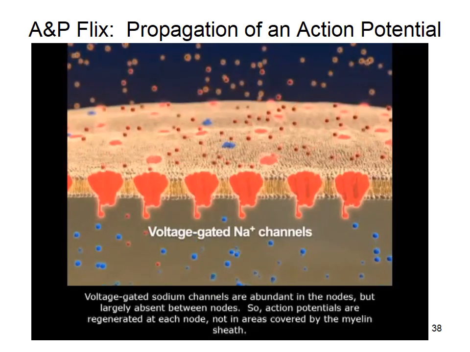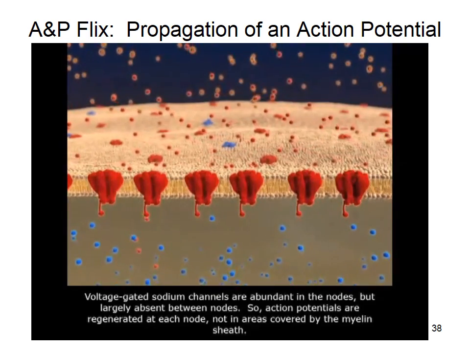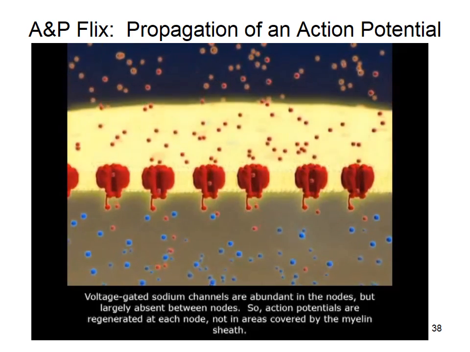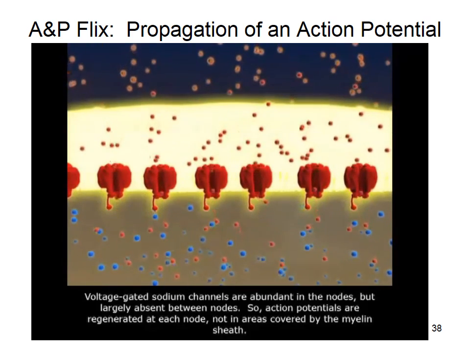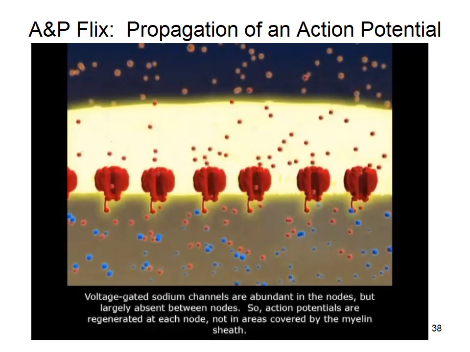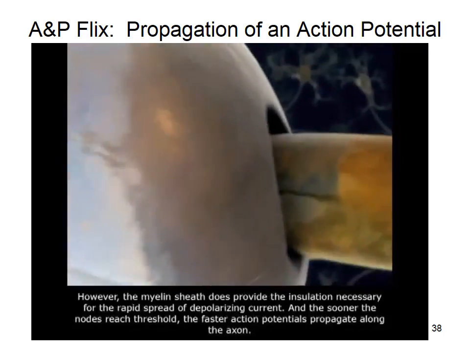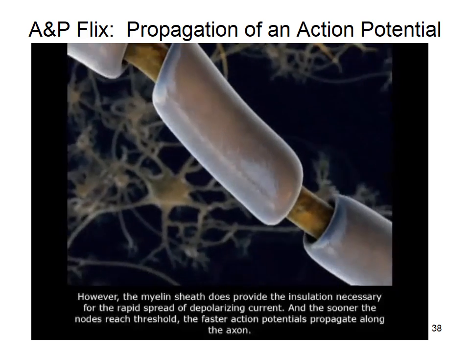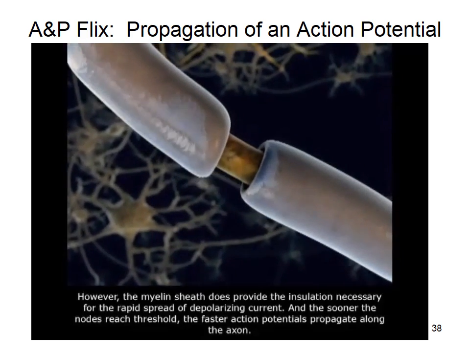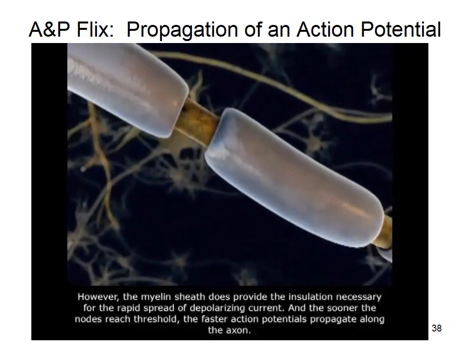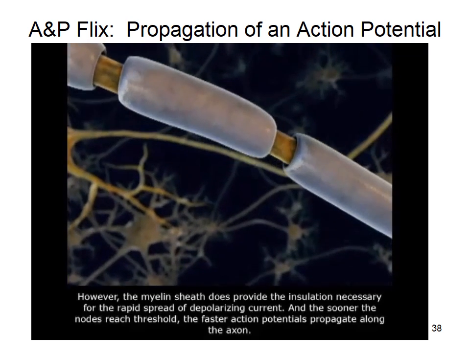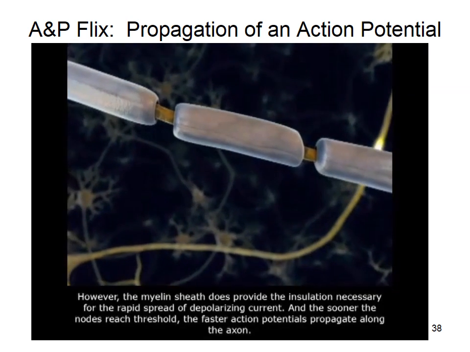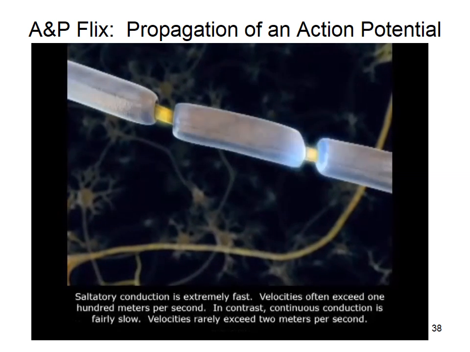Voltage-gated sodium channels are abundant in the nodes, but largely absent between nodes. So, action potentials are regenerated at each node, not in areas covered by the myelin sheath. However, the myelin sheath does provide the insulation necessary for the rapid spread of depolarizing current. And the sooner the nodes reach threshold, the faster action potentials propagate along the axon.